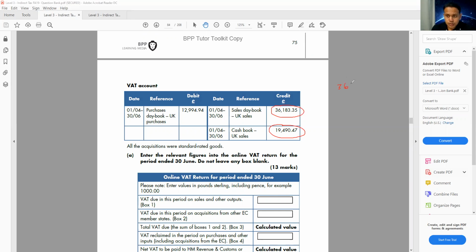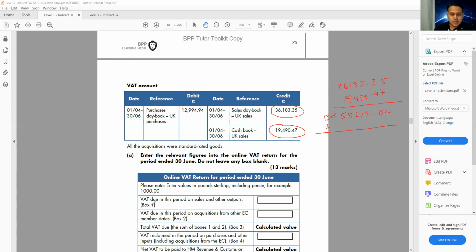36,183.35. That is the credit sale, and 19,490.47. That's the cash sale. If I added these two, my VAT is total 55,673.82. Well done on it. So 55,673.82. That's my box 1, isn't it? Let's move on to box 2.